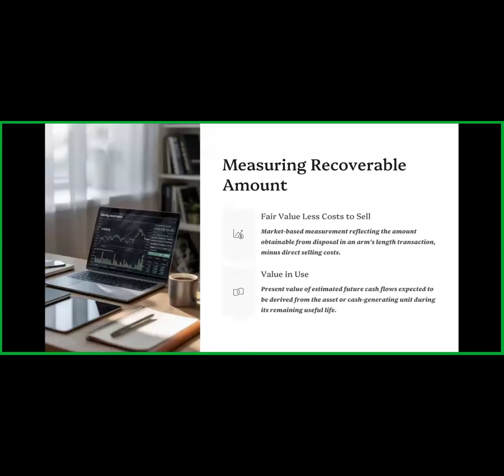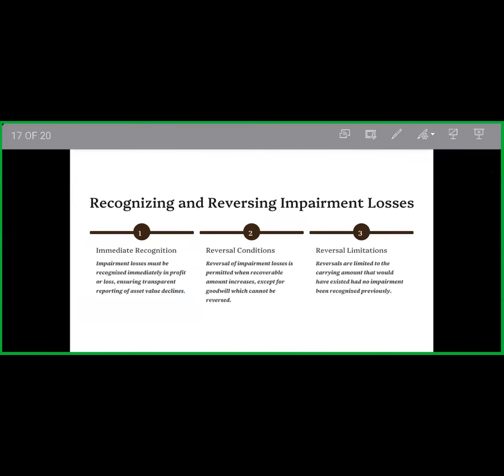Measuring recoverable amount. I already told you what the recoverable amount is. That is the market based measurement reflecting the amount obtainable from disposal. When we sell that asset into the market, the value we recover from the buyer, that amount we call the recoverable amount. Next, recognizing and reversing the impairment losses.